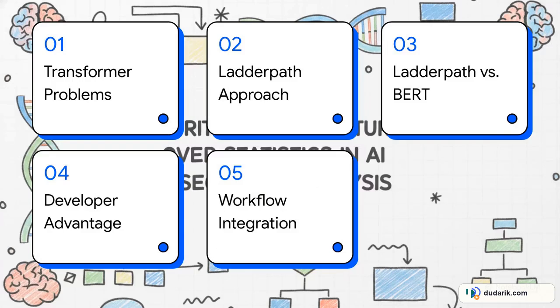Here is our roadmap for today. We're going to start by looking at the problem with transformers. Then we'll introduce the Ladderpath approach, put it head-to-head against BERT, talk about why this actually matters for developers, and finally, look at how you can integrate it into your own workflows.